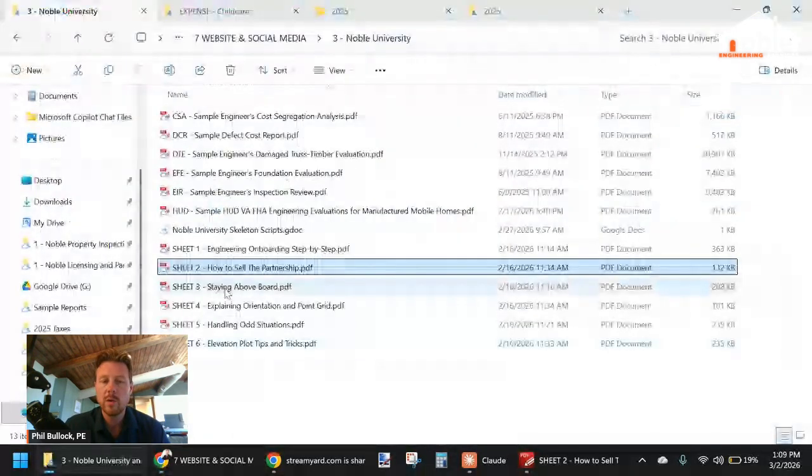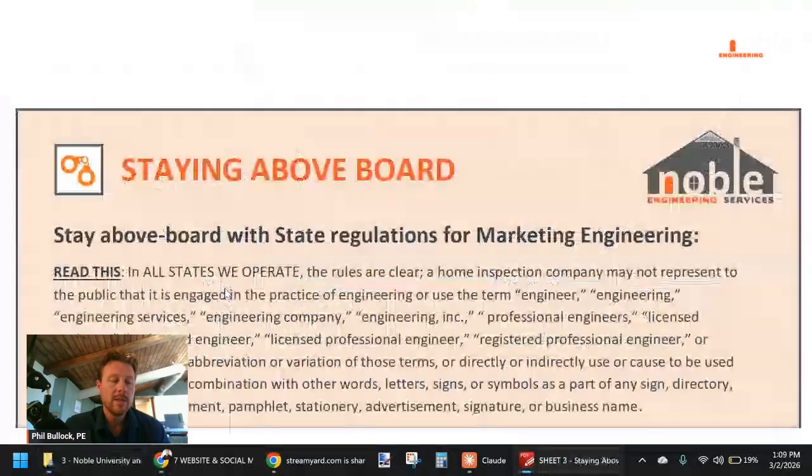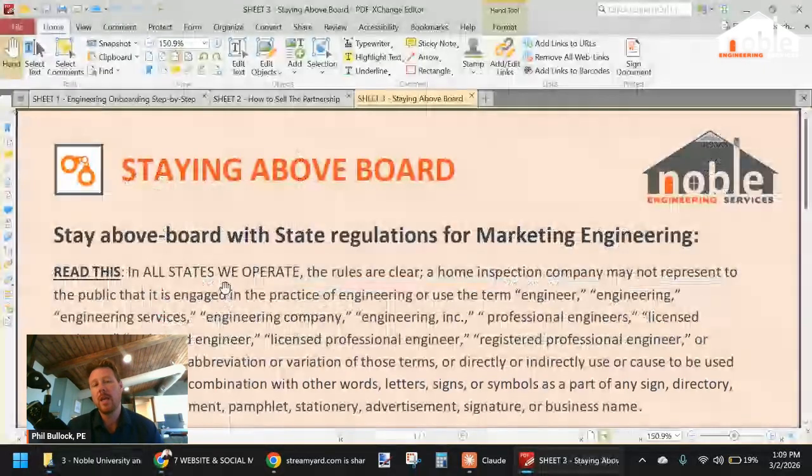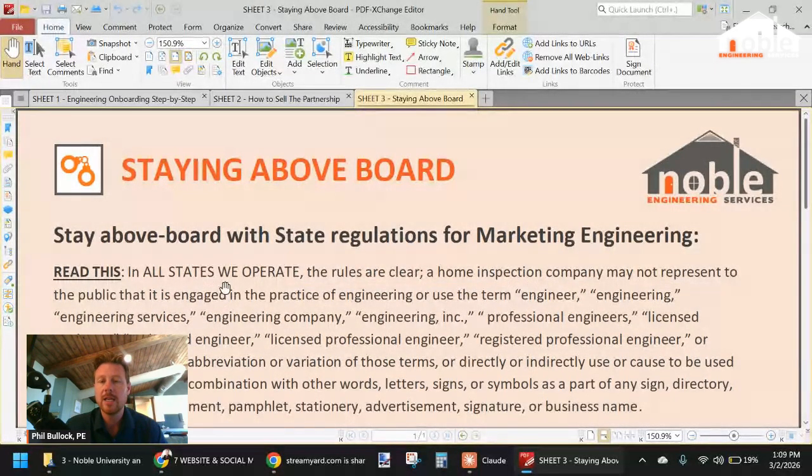Let's talk real quick about staying above board. Staying above board is difficult. It's not difficult, it's just particular. That's the word I'm looking for. Every single state has very similar regulations, and I say they're particular because they want to protect the word engineer, engineering, etc., from anyone just using that word. And I understand it. I get it, and I support it.